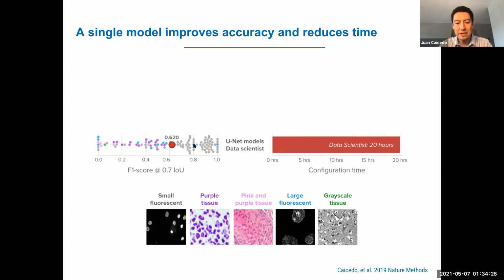So what we have here is the colors of those points represent one image in each of those categories. So green, for instance, there is only one green image here, which is this one, and then purple images and so on. The accuracy here is the F1 measurement, so higher is better. And as you can see, there are images that are harder to segment by those models. On average, you get 62% accuracy here.